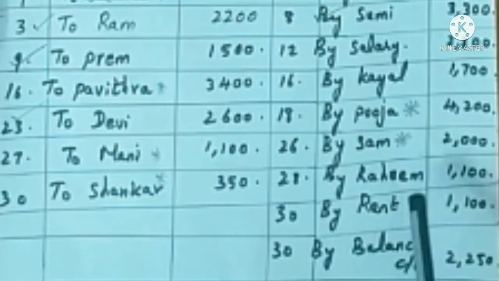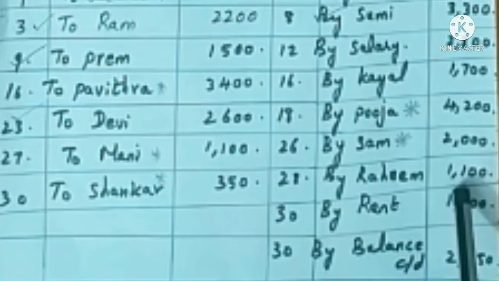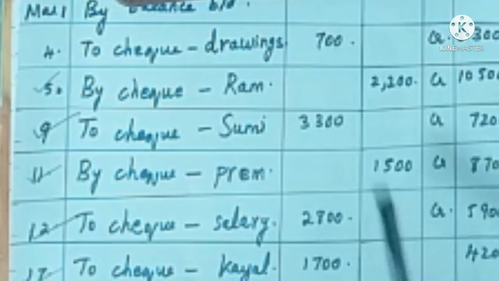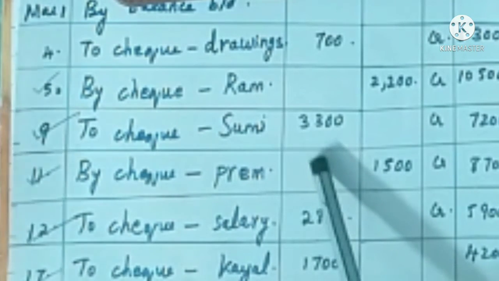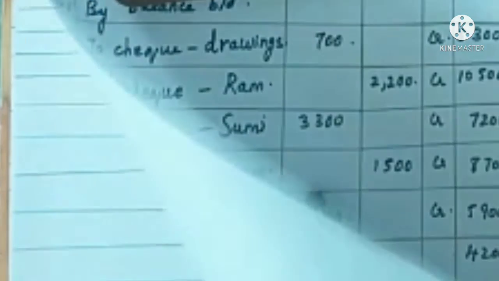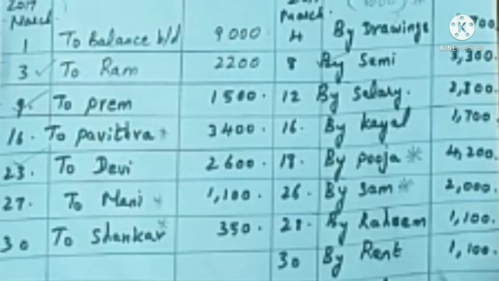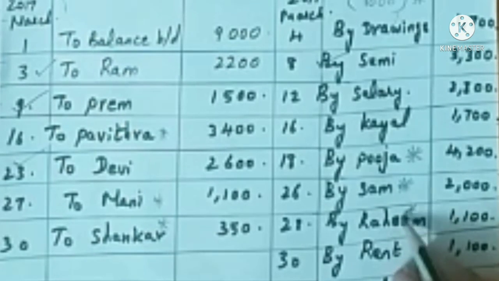Next one, by Ragim rupees 1100 is credited in cash book. So in passbook it should be debited. Let's see whether this 1100 is debited in passbook. So in passbook this 1100 is not debited. This causes the difference between the cash book balance and the passbook balance. So rupees 1100 should be taken into account while preparing bank reconciliation statement. Rupees 1100 is recorded only in cash book but not in passbook.